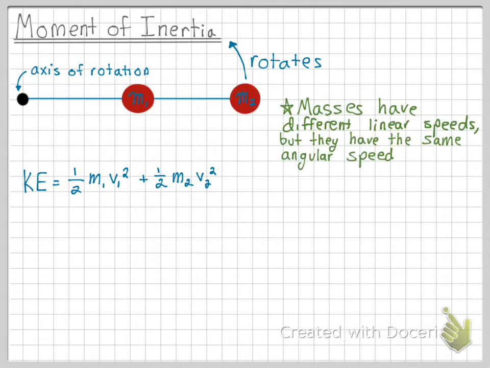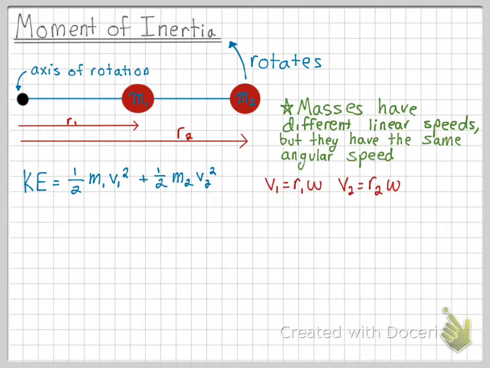This kinetic energy equation might be a little difficult to work with since each mass has a different linear speed. But we do know that since they're attached to a rod, they're going to have the same angular speed. So let's define the radius as the distance from the axis of rotation to each mass. We can say that the velocity of the first mass, m1, is going to simply equal that radius times the angular speed. And the same thing goes for the velocity of the second mass.